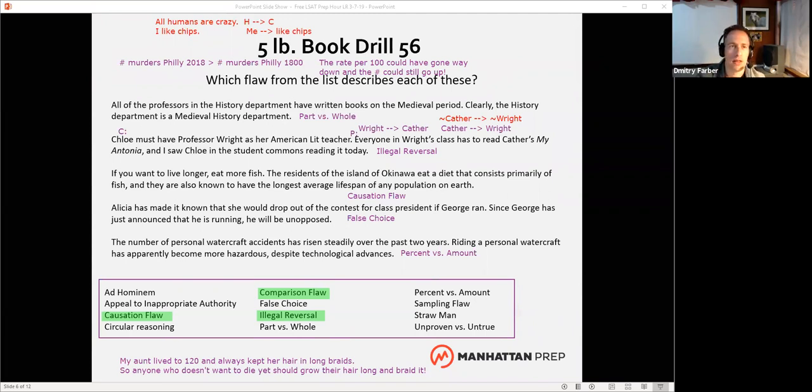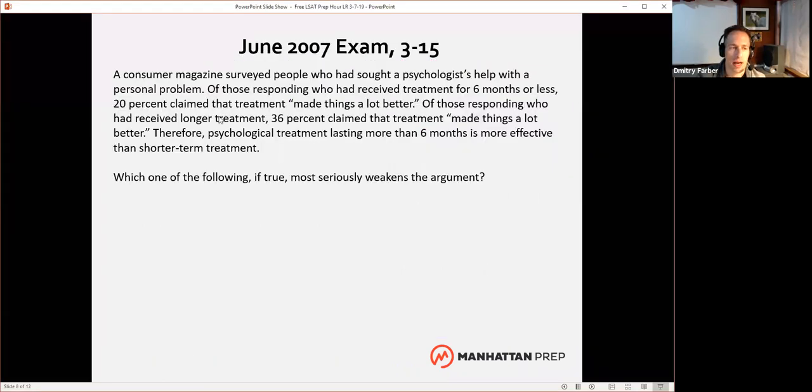So I'm just going to give you the argument itself. I'm not worried about the answer choices right now. I want to give you a moment to read over the argument and see what's wrong with this and how might we describe this flaw. There's several possible ways to do it, depending on your perspective, but I'd love to hear what you have. So take a moment to look at that.